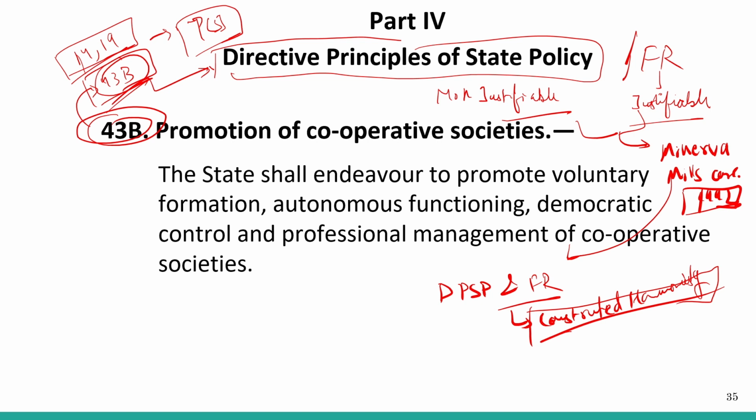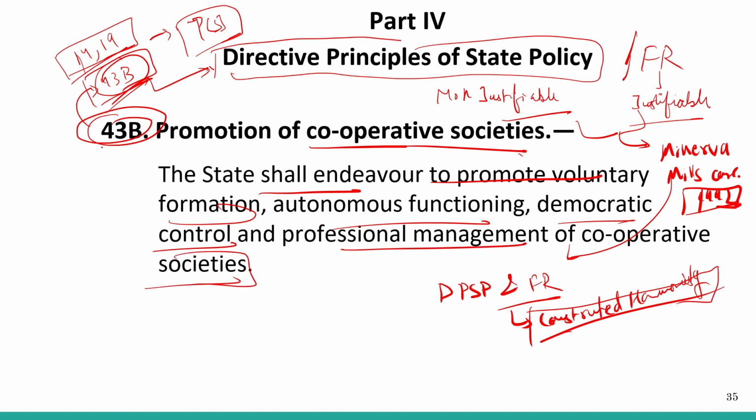They should be considered as twin sisters who have almost the same powers, but there is a very thin gap, and that gap is that fundamental rights are justifiable and directive principles of state policy are just directives and are not justifiable. Under Article 43B, the importance of cooperative societies has been mentioned. The state shall endeavor to promote voluntary formation, autonomous functioning, democratic control, and professional management of cooperative societies. And this has been brought about by the 97th Amendment of the Constitution.